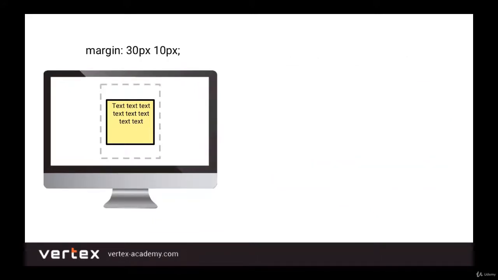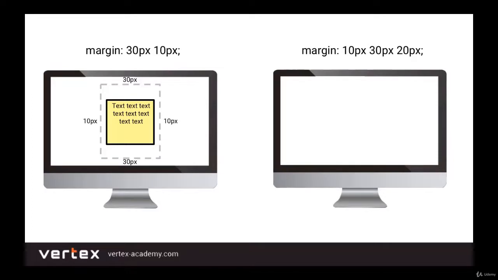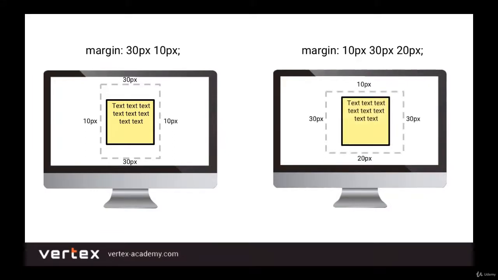And say if we have only 2 values, then the first one, 30 pixels, is for the top and bottom margins, and the second one, 10 pixels, is for the left and right. And finally, the last option is when we have 3 values, 10, 30 and 20 for example. Then we'll have 10 on top, 20 below, and then left and right is going to be 30 pixels. So it's exactly the same as it was with the padding.